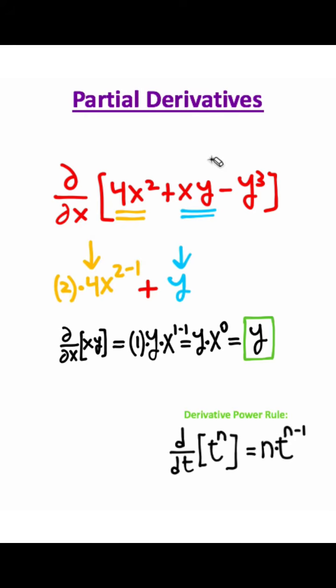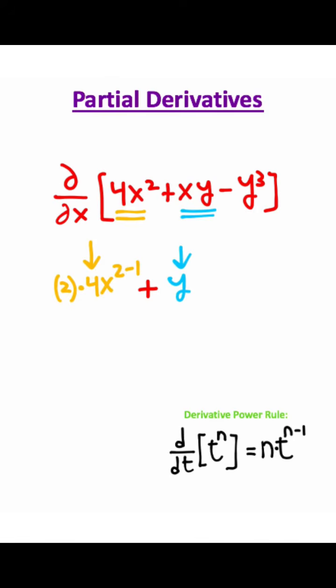Notice that x to the 1 minus 1 is just going to be x to the 0, which is just 1, so we just have y. But then the derivative of y cubed, well, that's just a constant number in this case, so it's going to be 0. So what we're going to be left with is 8x plus y.